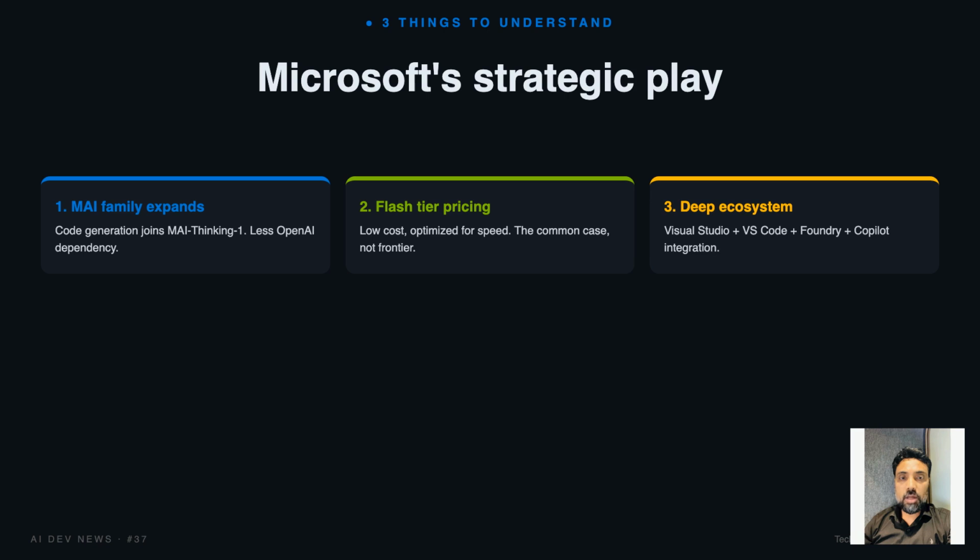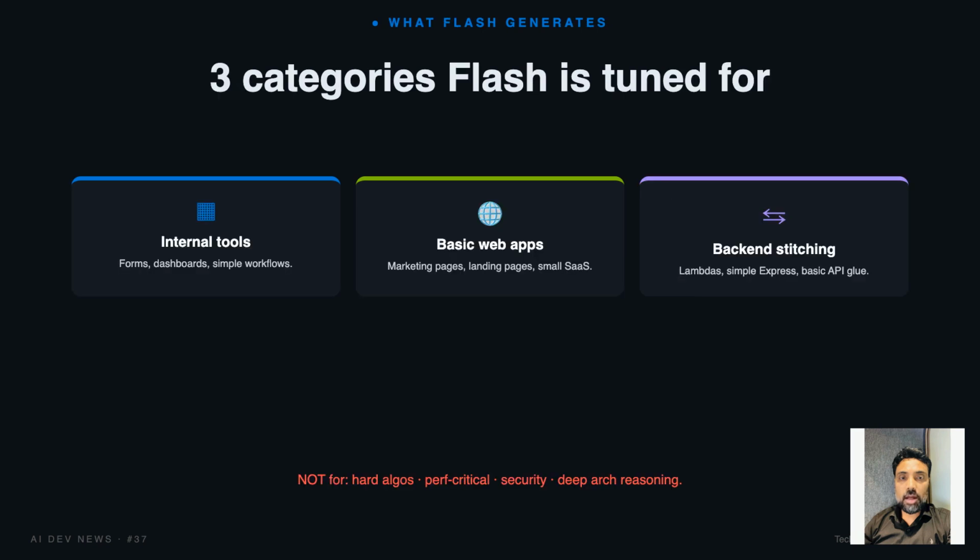The pitch is from a description, you get a working application. In practice, that means 3 categories of output that the model is tuned for. One, internal tools: forms, dashboards, simple workflows, internal portals, the kind of thing you would have asked your engineering team to build in a sprint. Two, basic web applications: marketing pages, landing pages, small SaaS UIs, basic data displays. Three, simple backend stitching: Lambda functions, simple Express servers, basic API glue.